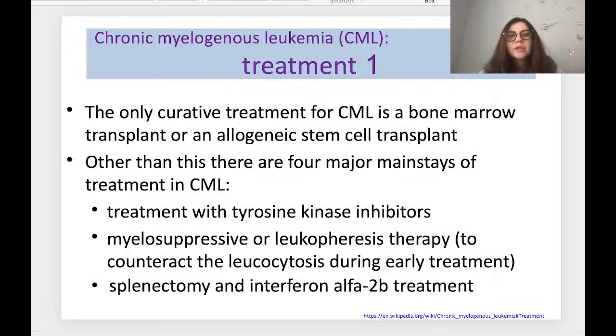Treatment. The only curative treatment for chronic myelogenous leukemia is the bone marrow transplant, or an allogeneic stem cell transplant. Other than these, there are four major mainstays of treatment in CML: treatment with tyrosine kinase inhibitors, myelosuppressive or leukapheresis therapy to counteract the leukocytosis during early treatment, splenectomy, and interferon alpha-2b treatment.